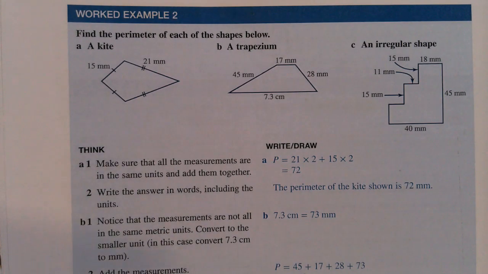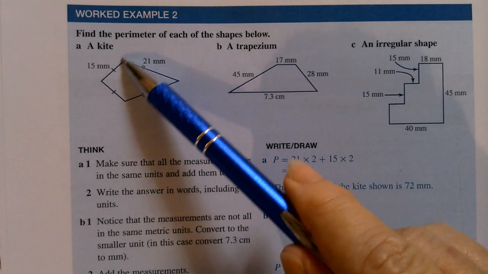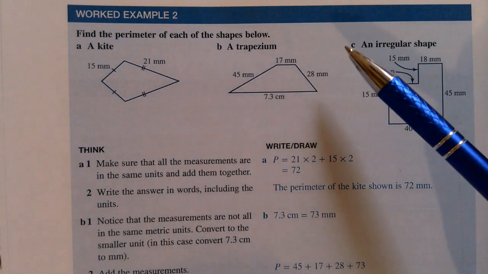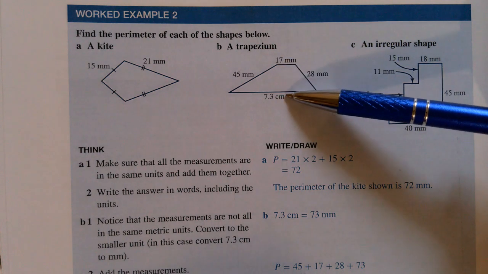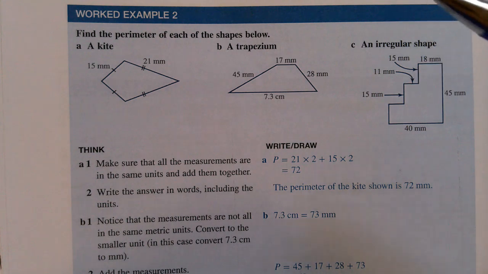Now I'm sure you can identify the worked example A as a kite. We are very familiar with the kite, trapezium and an irregular. So the kite has two sides that are the same, but they are adjacent to each other or next door. Trapezium has one set of parallel lines, and irregular just is as long as it's closed in.